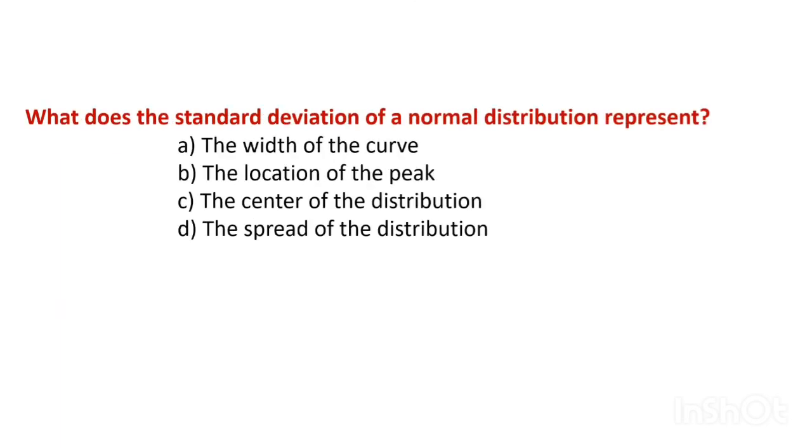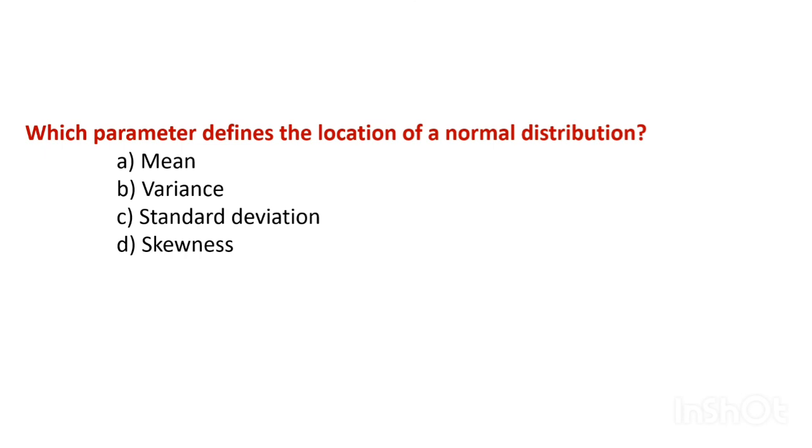What does the standard deviation of a normal distribution represent? The standard deviation measures how spread out the values of a normal distribution are about the mean. Therefore, the correct answer is D, the spread of distribution.